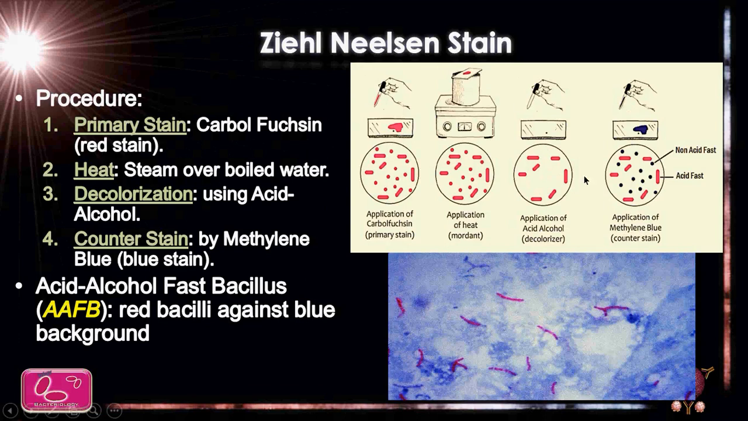We then apply a background stain, which is usually blue, known as methylene blue, and as you can see in the slide, the mycobacteria appear red against a blue background. This is what we universally know as acid-fast bacilli, or acid alcohol-fast bacilli. Red bacilli against a blue background.